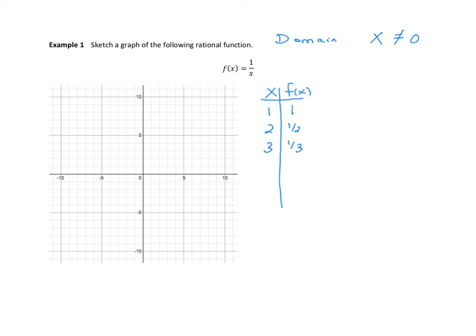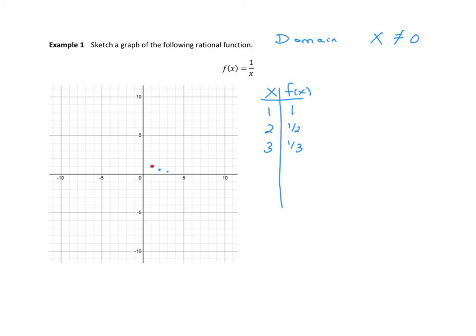So at 1, you get 1. It's right there. At 2, you get a half. At 3, you get a third. And at this point, at 4, you get a fourth. At 5, you get a fifth.